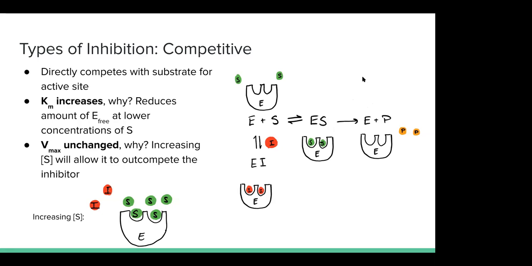So Km increasing means that the enzyme's affinity for the substrate is decreasing, which makes sense because the inhibitor is there blocking the substrate from binding to the active site. Vmax remains unchanged. As you can see by my drawing below here, as you increase the concentration of the substrate, there will be enough substrate to outcompete the inhibitors. So you can still achieve your maximum reaction rate. Does anyone have any questions about this?